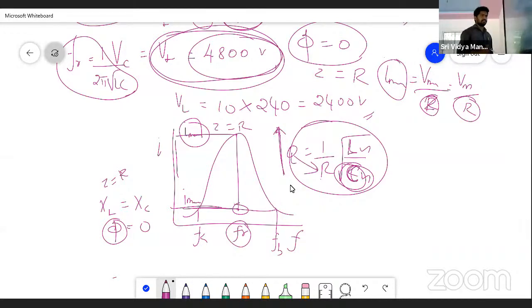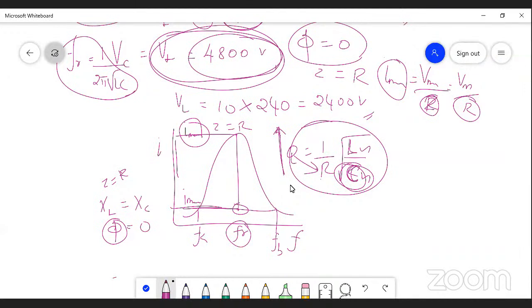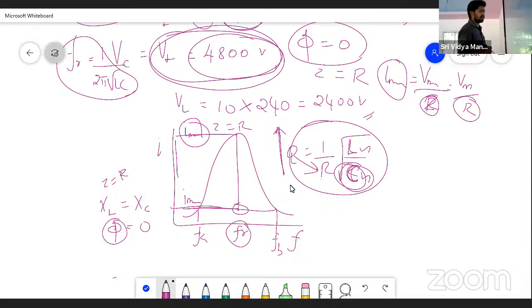The phase angle is nothing but the phase difference between voltage and current. At resonance condition, the RLC circuit must behave as a pure resistive circuit. Very good. Pure resistive circuit.